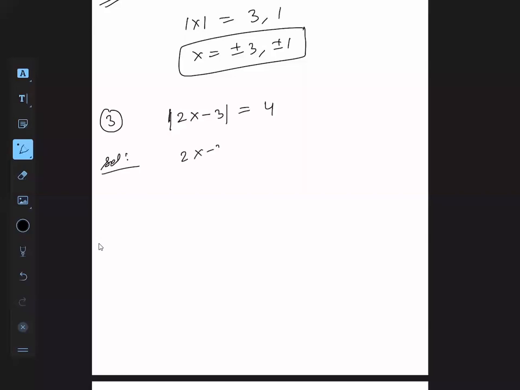If you remove the outer modulus, then this will become plus minus 4. So 2x is equal to 3 plus 4, which is 7, and 3 minus 4 is minus 1. So x will be equal to 7 by 2 or minus 1 by 2.